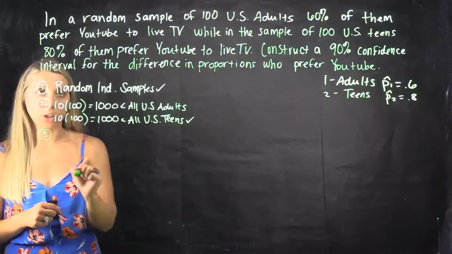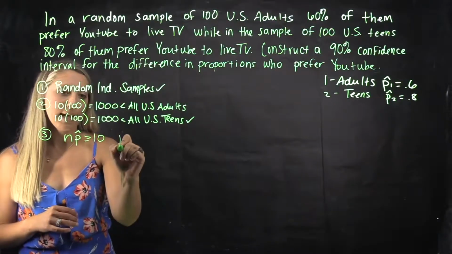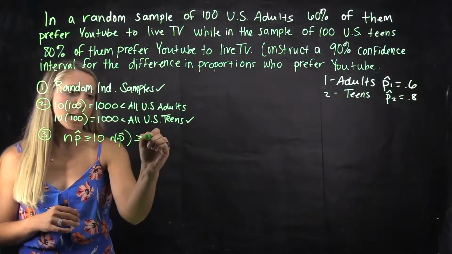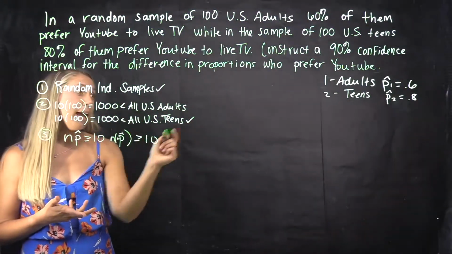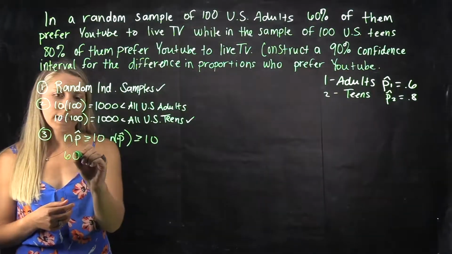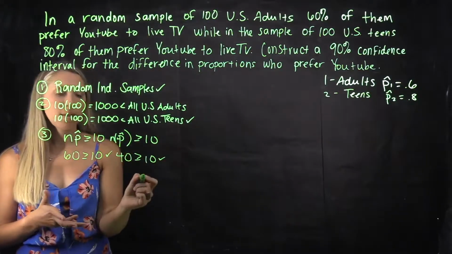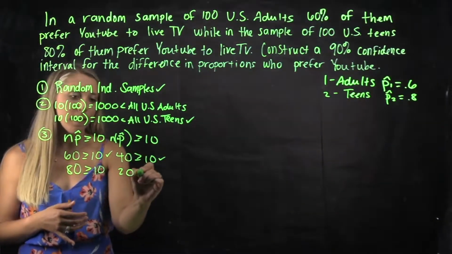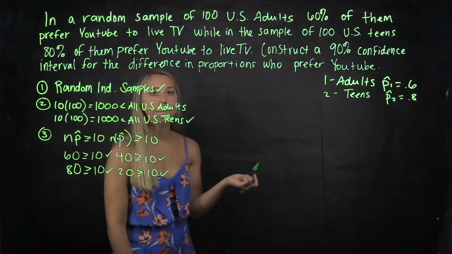Now our third condition, if you recall, is n times p hat is greater than or equal to 10, and n times 1 minus p hat is greater than or equal to 10. So n here in both of these situations is 100. P hat for the adults is 0.6, so that would be 60 is greater than or equal to 10, and 40 is greater than or equal to 10. Same thing for the teens: 80 is greater than or equal to 10, and 20 is greater than or equal to 10. Your conditions are now all met.